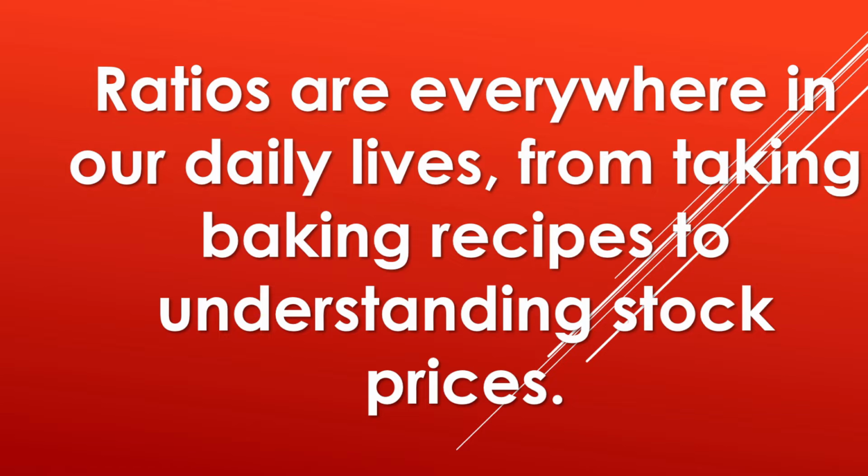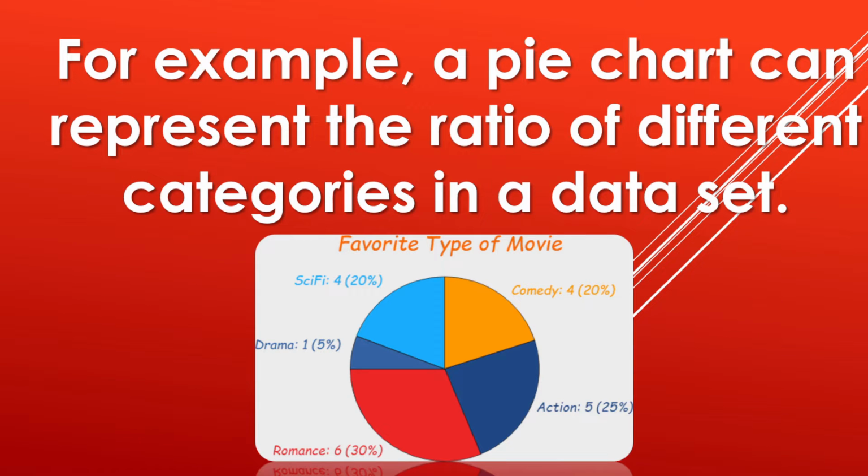So what we find is that ratios are everywhere in our daily lives, from baking recipes to understanding stock prices. For example, a pie chart can represent the ratio of different categories in a data set, and there you can see a typical example. So with that said, let's go and do 1 or 2 practical examples to see how we actually work this out.